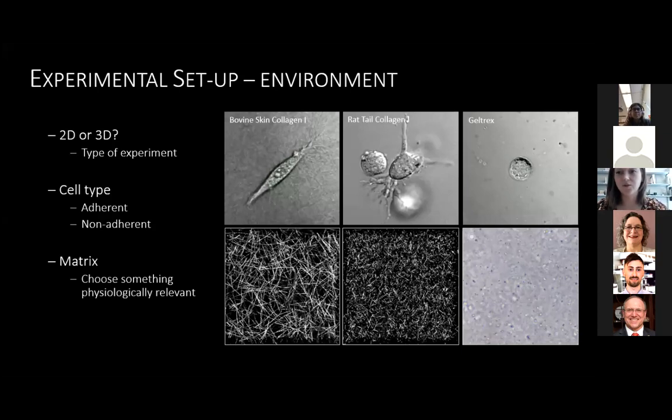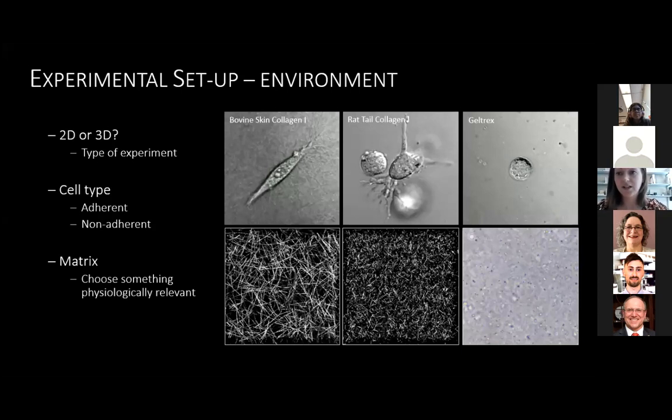You need to decide if you're going to do a 2-dimensional assay or a 3-dimensional assay, and that's going to depend on your type of experiment. If you're doing cell migration, you could do that in 2D or you could do it in 3D. If you wanted to look at an invasion assay of, say, an organoid or a tumor microsphere, you would want to do that in 3D so that you can get a better physiological representation of what that might look like. Whether or not you do 2D or 3D might also depend on your cell type.